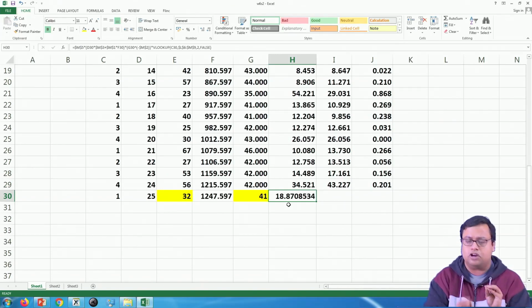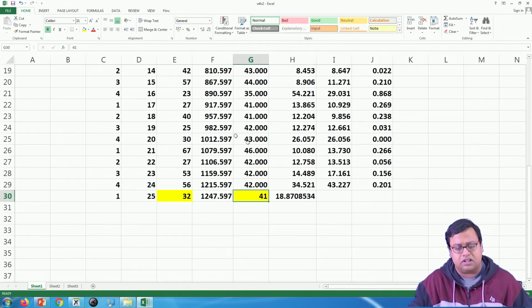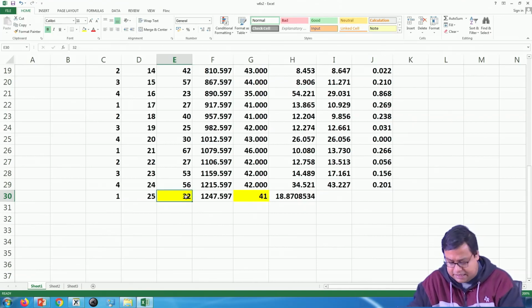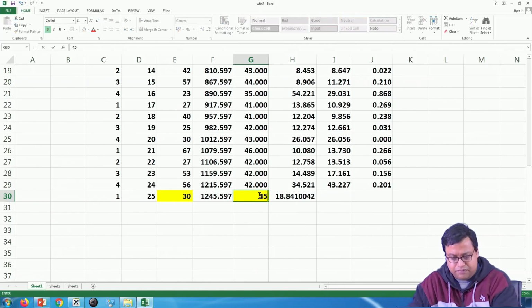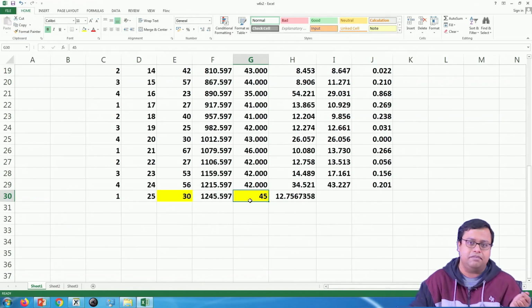If my job is only sales maximization, I have to find out that if I try to optimize this based on the formula, I got this thing. If I change 32 to 30, this value changes. If I change 41 to 45, this value changes. So, what combination of these two will give me the best result?